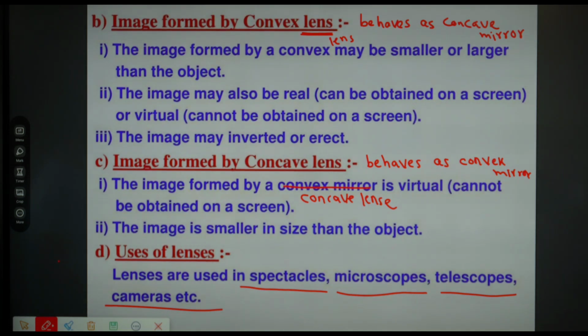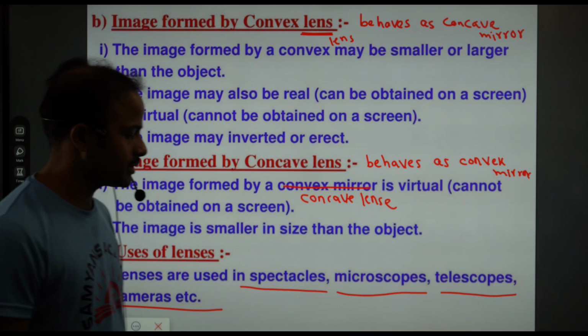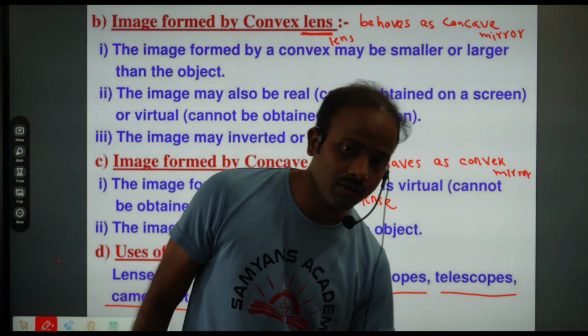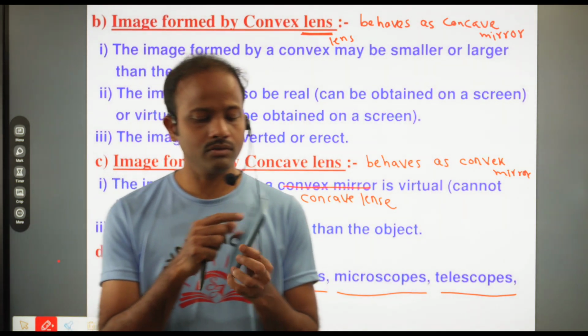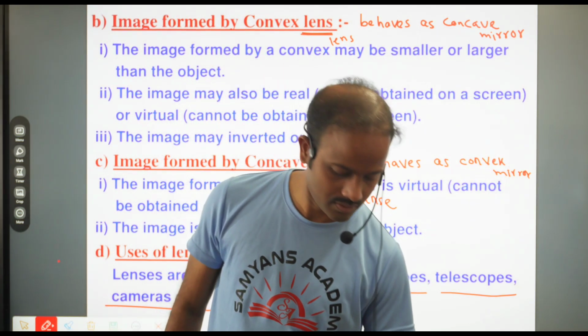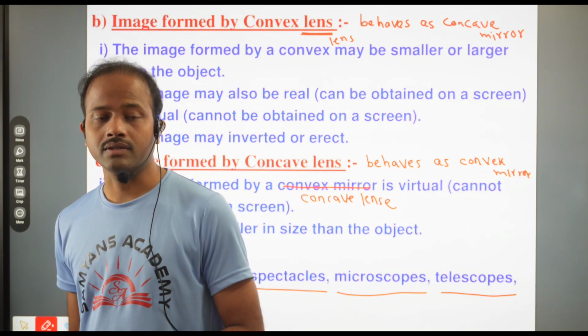Okay, in cameras also we are using the lenses. Shooting cameras, right? And in mobile phones also we are using the lenses. In mobile cameras also we are using the lenses. And these are some uses of convex lens.